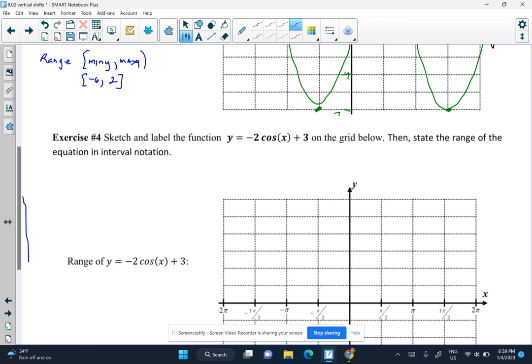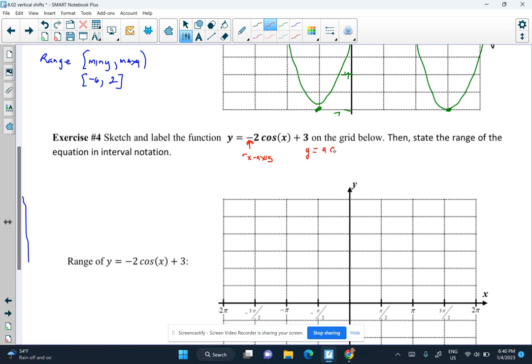Okay, we're now going to do y equals -2 cosine of x plus 3. And this has a little modification here because we see that negative. And what that negative means is that you're going to reflect each of your points over the x-axis. Okay?